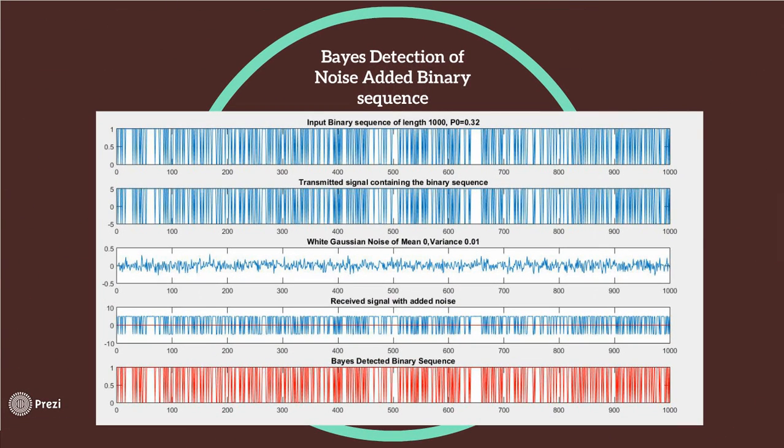This slide contains the simulation results of Bayes detection of a transmitted binary sequence with white Gaussian noise of zero mean and variance 0.01. The threshold for Bayes detection is -0.00075. The result contains the input binary sequence, transmitted sequence, Gaussian noise, received signal with added noise and Bayes detected output sequence.